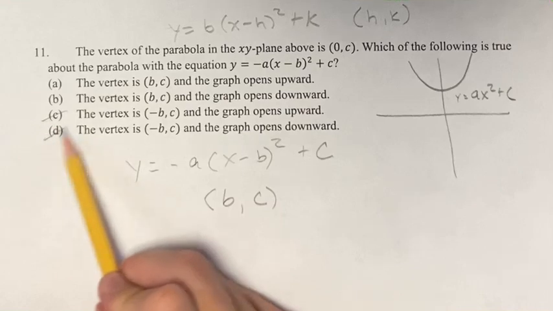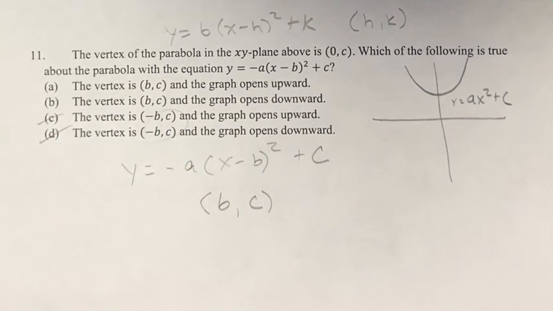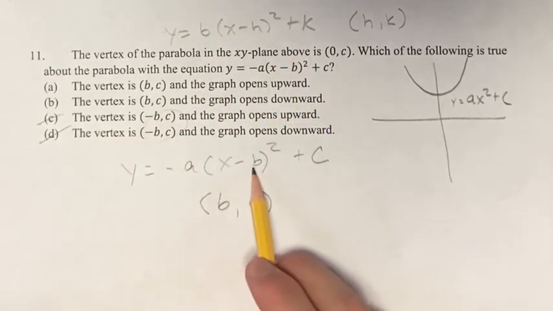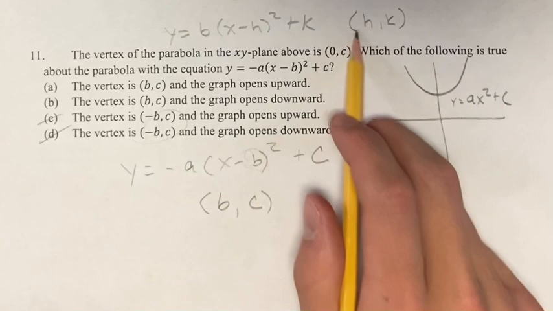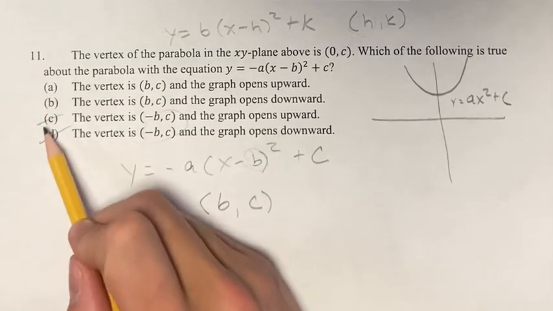So that eliminates C and D since they have negative (b, c), which you would maybe pick if you didn't realize that it had to be x minus h, so it's x minus b, so b is the vertex x value, it's not negative b. So it's either A or B.